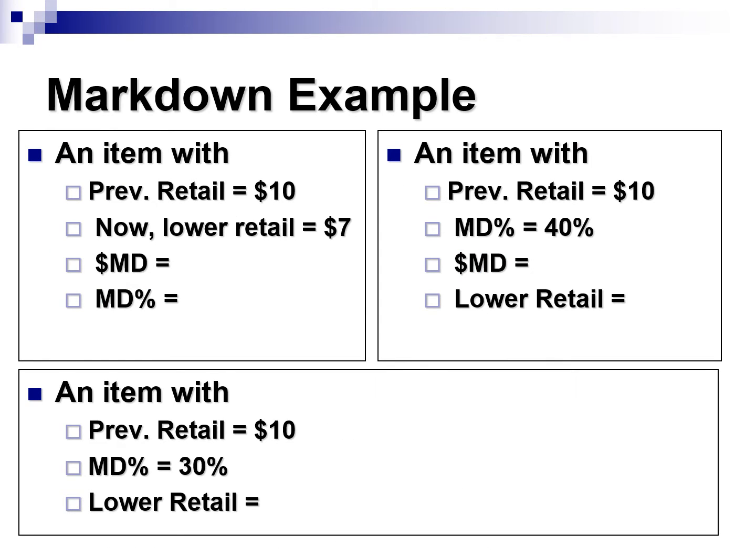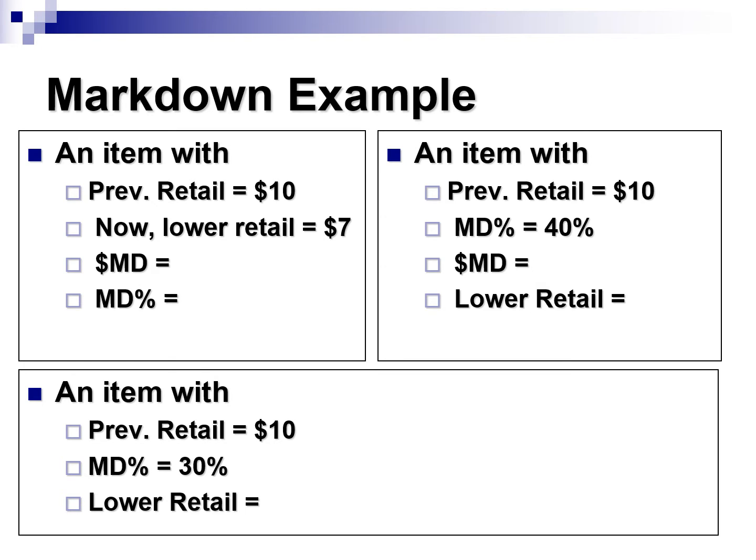Alright, so you are looking at a very, very easy example. We're using even numbers. Let's take a look at the first box here. An item with the previous retail of $10. Now let's say the lower retail of this item becomes $7. What would be the dollar markdown? I bet you've already done the calculation in your head, right? What would be the markdown percent? Again, it's pretty easy, right?